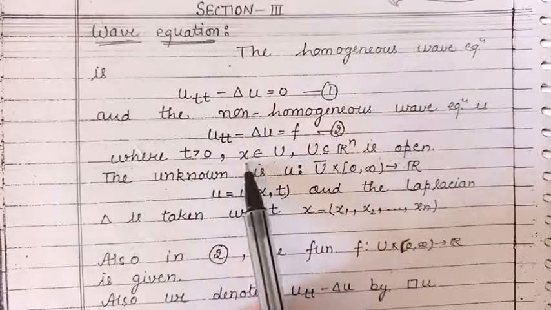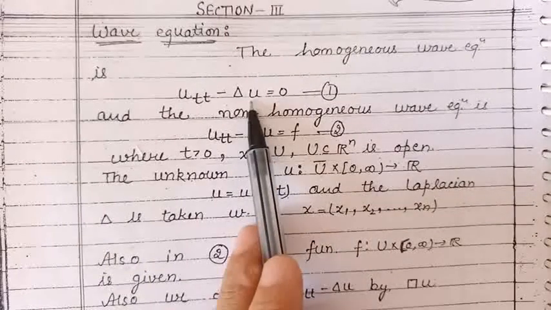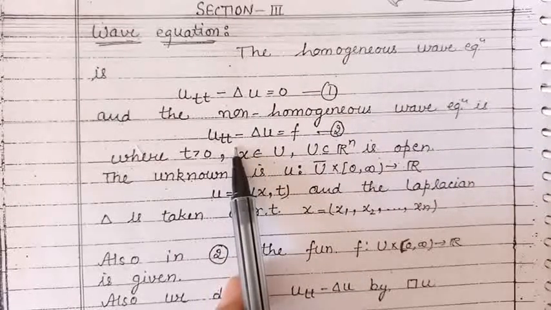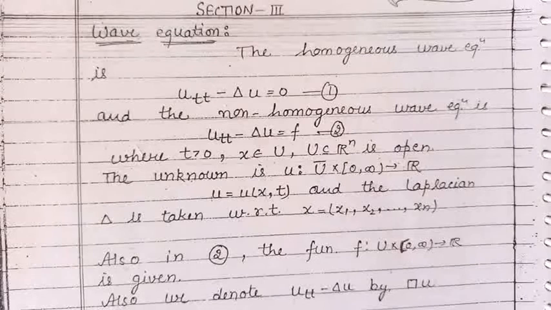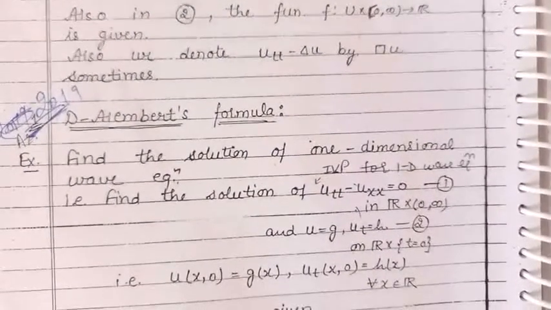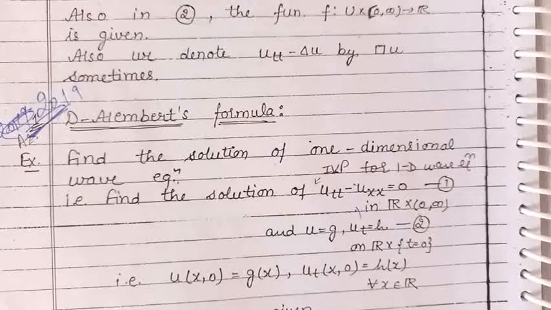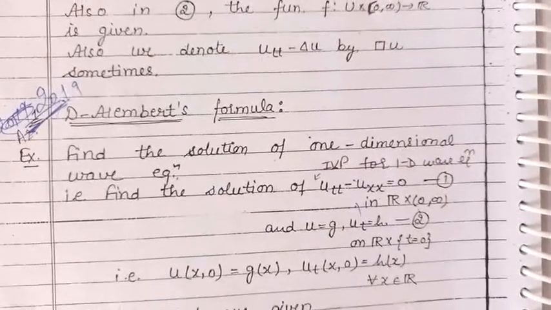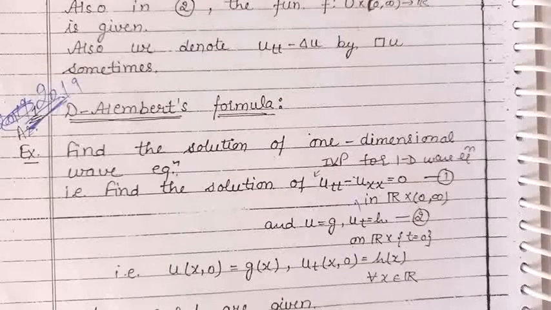So these two equations are the wave equations. Equation 1 is the homogeneous wave equation and the second equation is the non-homogeneous wave equation. Now we will discuss the solution of the initial value problem for the one-dimensional wave equation in all of R. R means the set of real numbers. This is also called D'Alembert's formula, which gives us the solution of the one-dimensional wave equation.